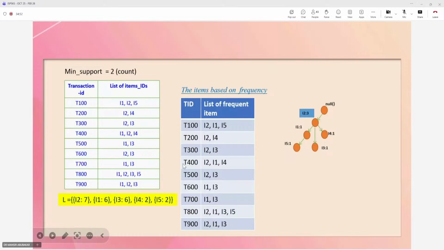So continuously, in transaction 400, I2 is also incrementing because I2 is becoming the common prefix in all these. In transaction 400, we see I2, but we already have I1. So now let's see what happened. Can you see I4 is linked to I1 here, and then the I1 is incrementing here. If you look at it, in transaction 1 we have I1, in transaction 4 we have I1. So now the support count of I1 is incrementing.